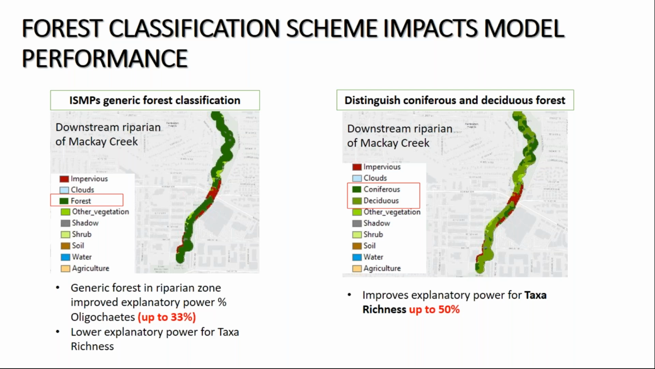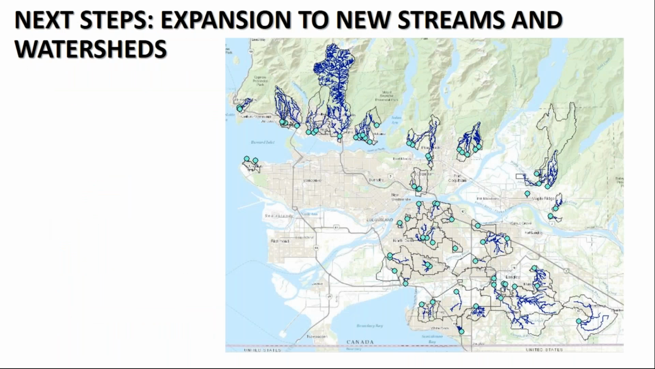So depending on the scale of information you use, and whether or not you use arrangement, and whether or not you use a slightly different forest classification scheme, that can affect your results. And so what we're in the process of doing is figuring out which in-stream response variables are most related to which type of indicator, at which scale, and which classification scheme.